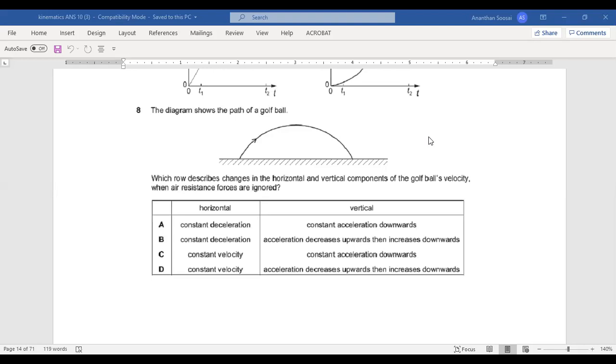Okay, so I got the answer. Good. The class is quite good, active. Two of you said C. Yes, correct. So all of you said C. C is the answer: constant velocity, constant acceleration downwards. So that's all about this topic.